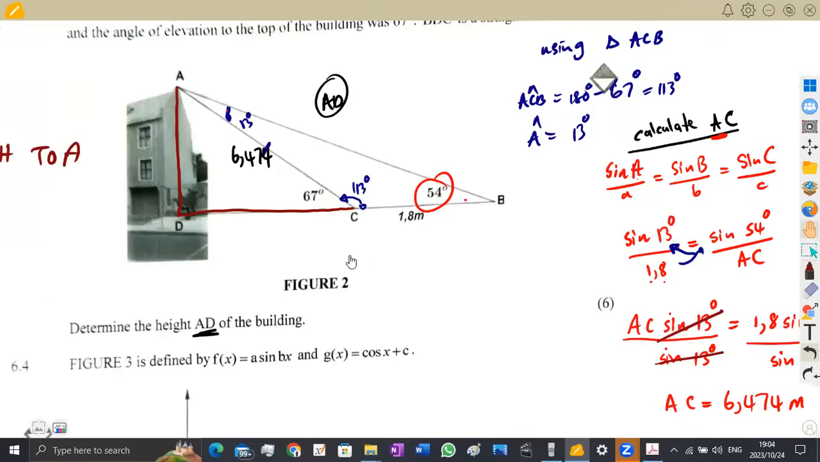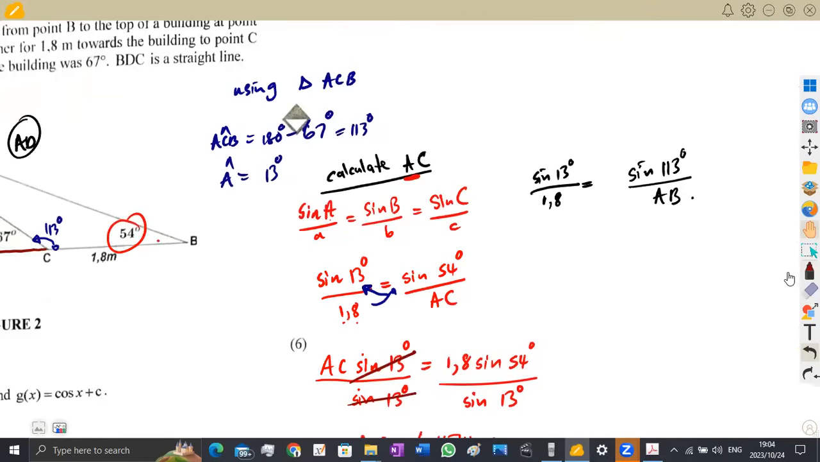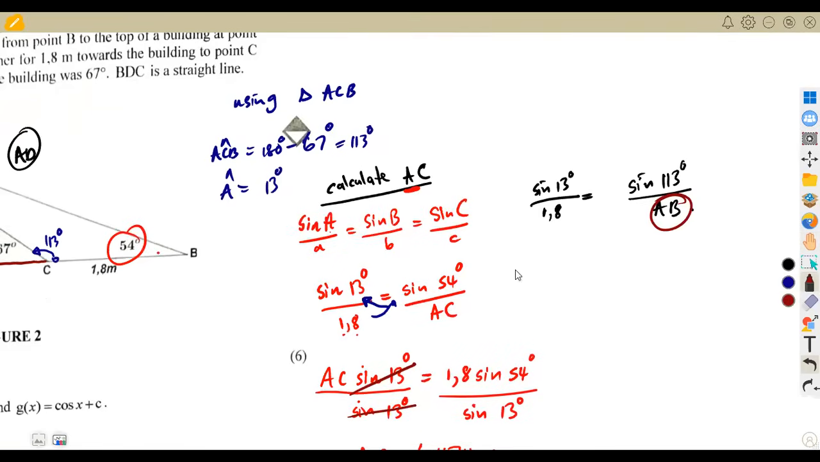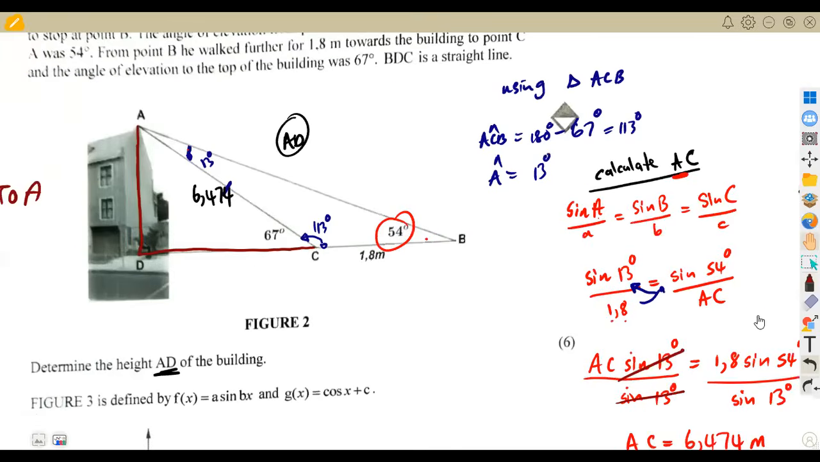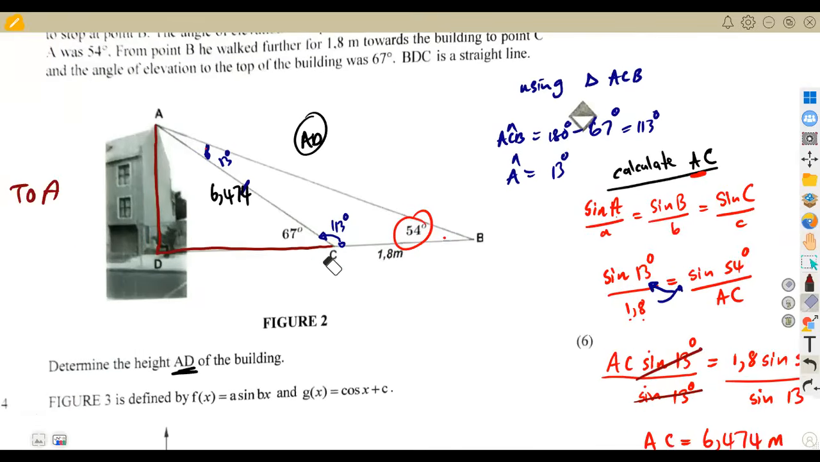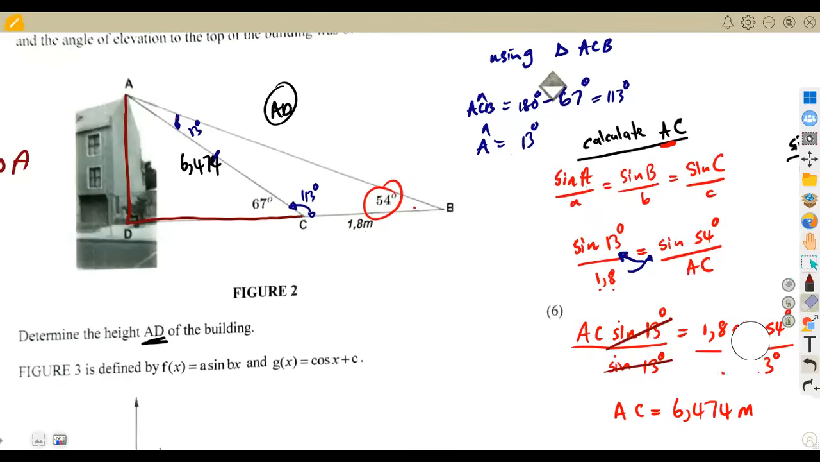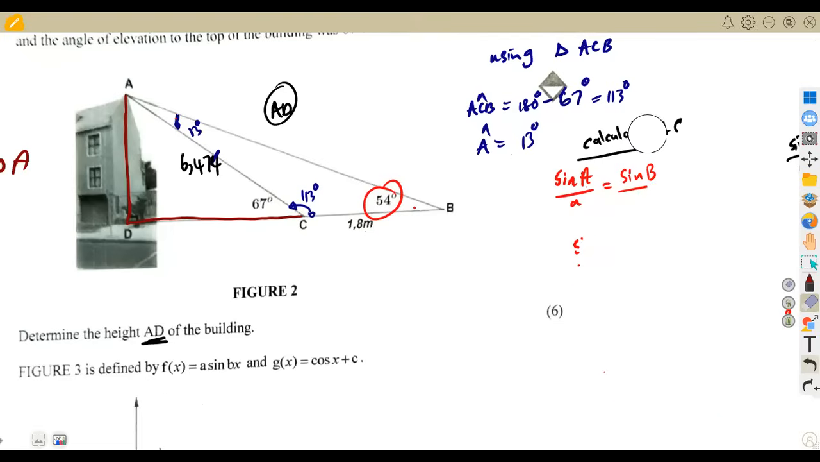Even if you work with AB, this side, you're going to have the same thing. I want you to prove that. Can you use AB? But in order for you to obtain AD when you use AB, you are going to use the angle of 54 degrees. You are not going to use this. You are going to use the bigger triangle to calculate AD.